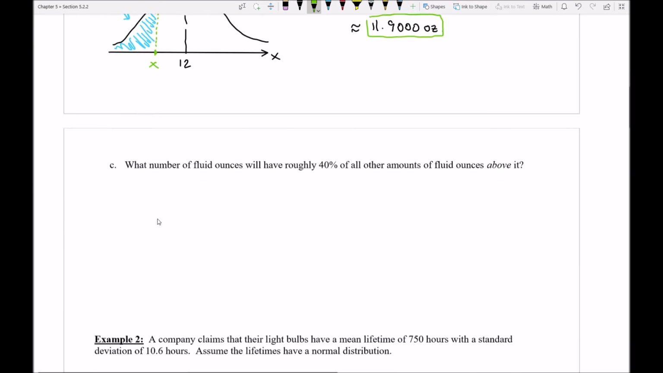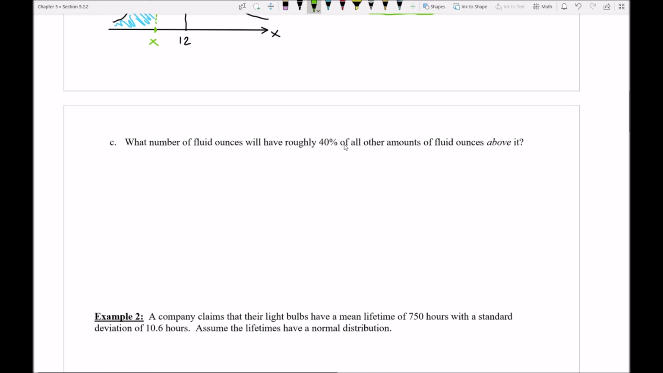What number of fluid ounces will have roughly 40% of all other amounts above it? So again, I should notice I'm still looking for a number of fluid ounces. But let's still draw our picture to help think through this. Okay, so I have a little number line written out. I draw out a little normal distribution. I know I still have 12 and a standard deviation of 0.2. Now, this value of x, my new green x on this problem, will have roughly 40% of all other amounts of fluid ounces above it.